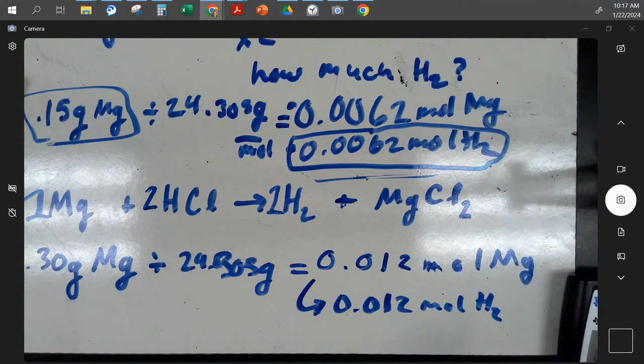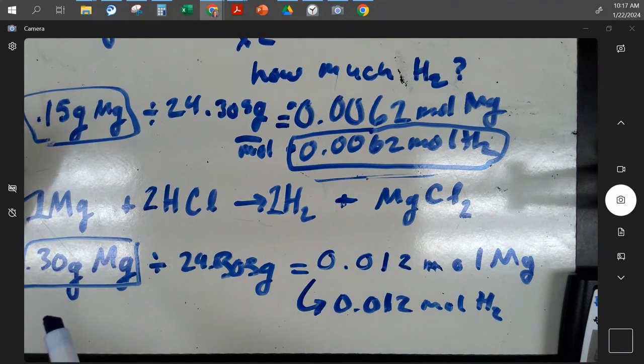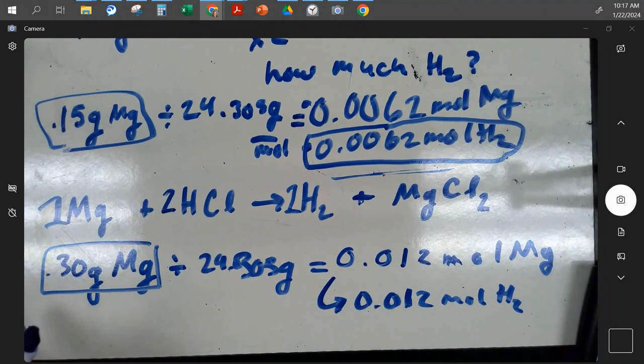Is this for the second one? Yes. It's for the third experiment, the second part of our calculation. We're comparing 0.15 grams to 0.13. Is that 24? Yeah, this is the molar mass of magnesium. Let's say 24.03. Yeah, 24.305.